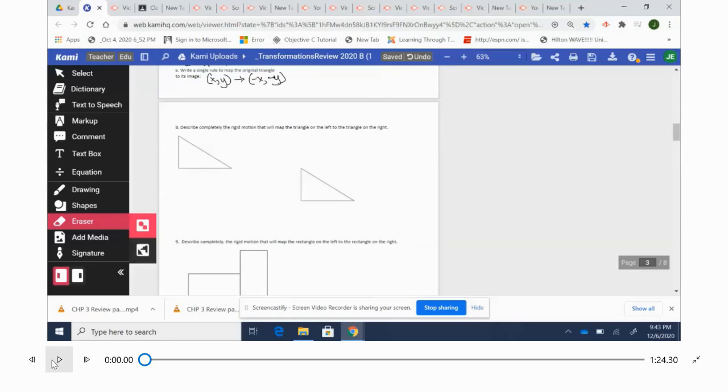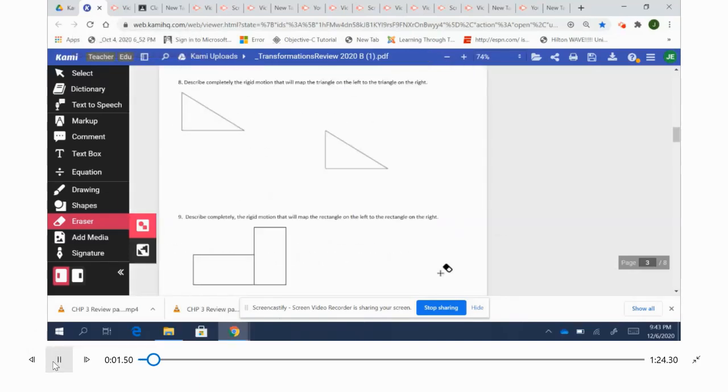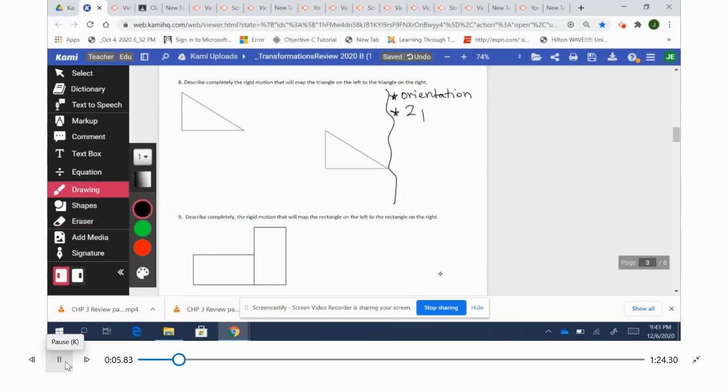Chapter 3 review packet, page 3. So what we're going to work on is mapping one congruent figure onto the other. So there's going to usually require three steps.